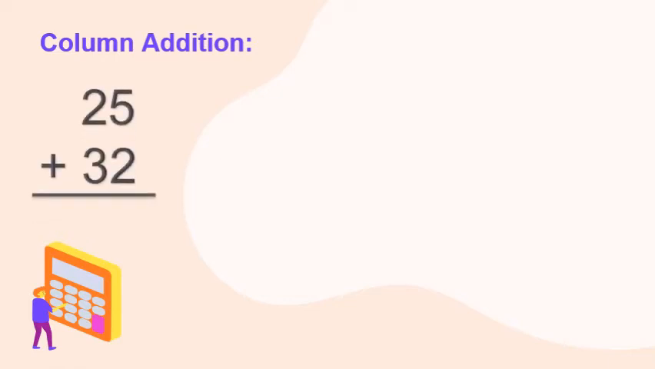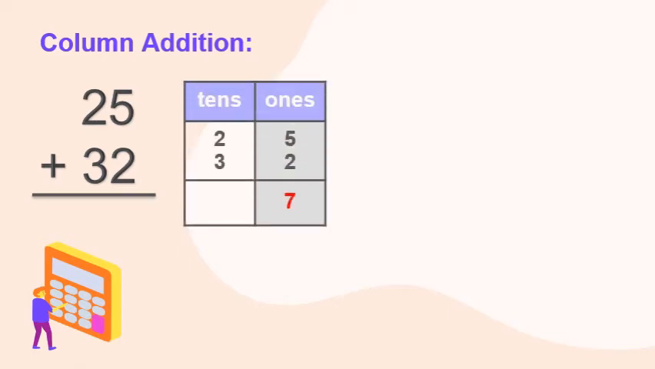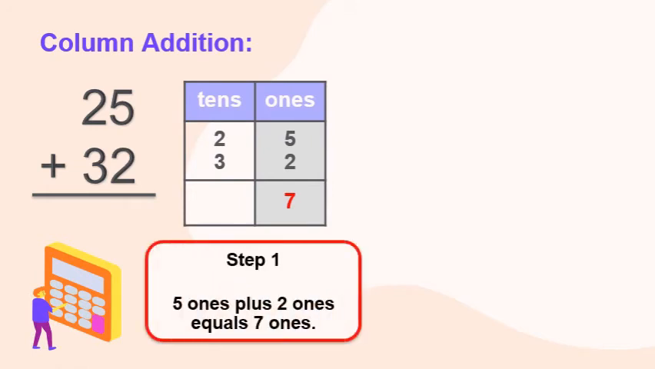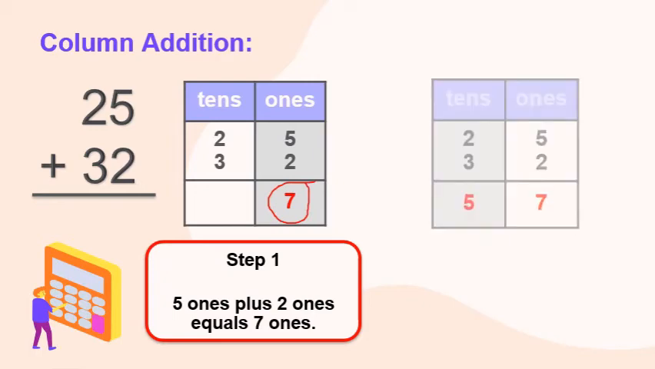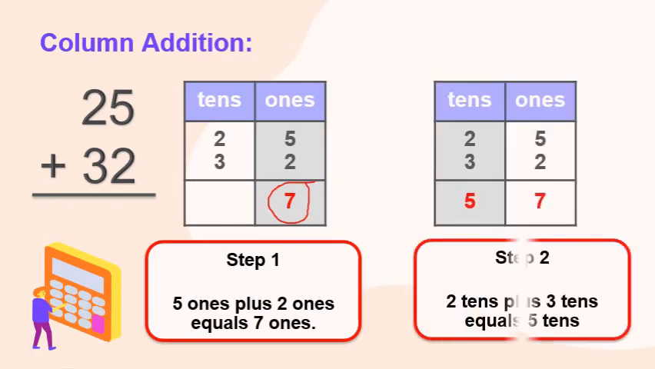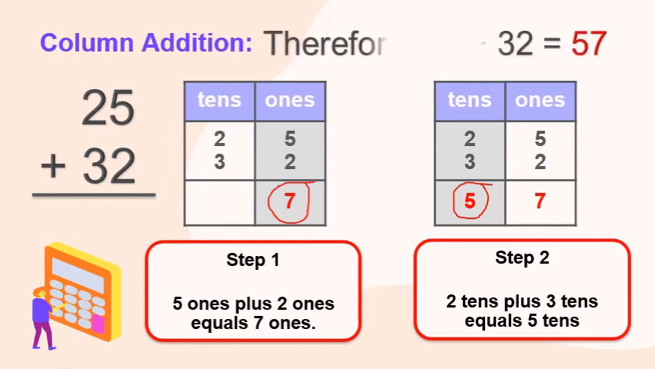Let's try it with column addition. First addend is 25, second addend is 32. 25 plus 32. So step 1, first do the ones place. 5 ones plus 2 ones equals 7 ones. Step 2, calculate the tens place. 2 tens plus 3 tens equals 5 tens. Therefore, 25 plus 32 is equal to 57.